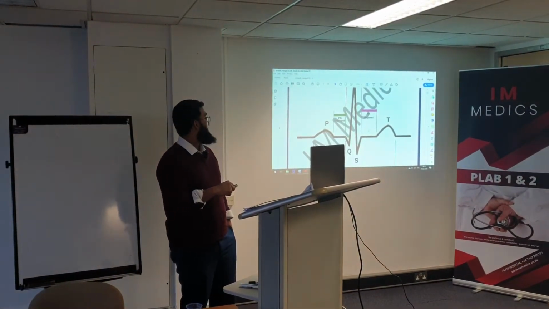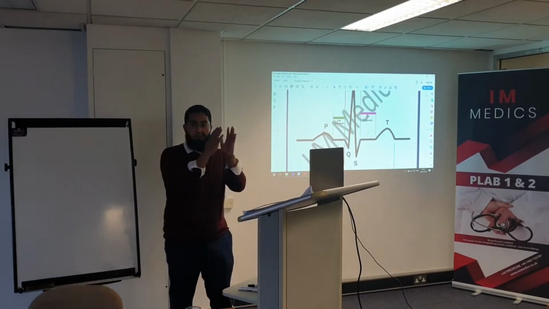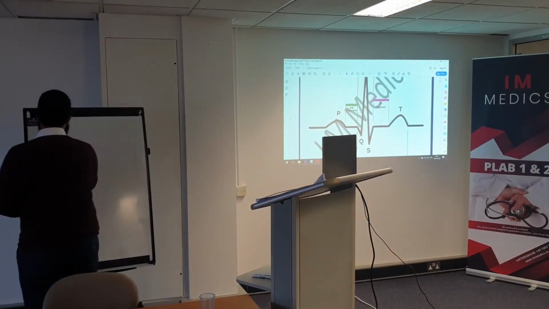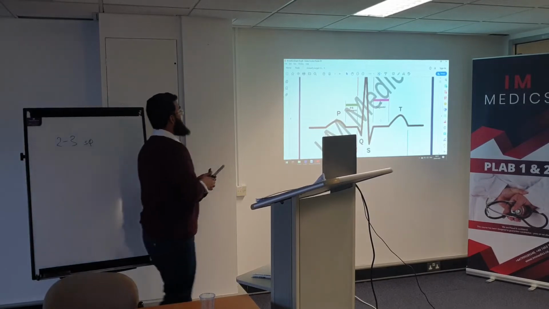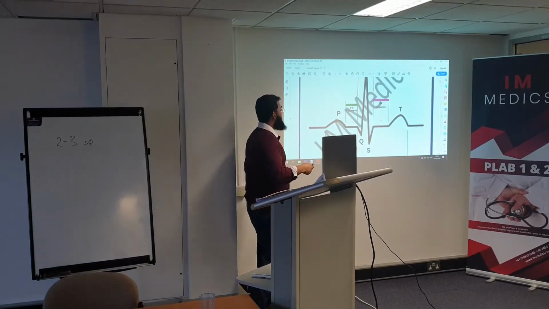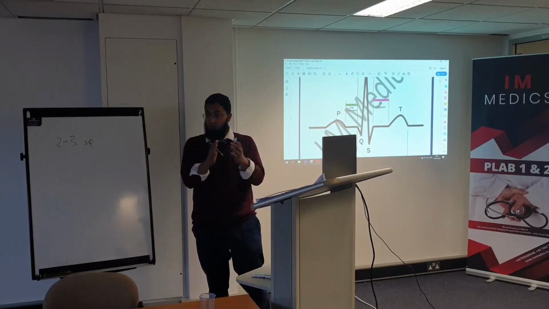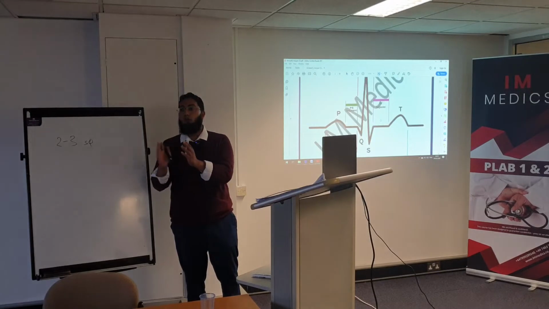This is the QRS, as I mentioned to you. QRS is ventricular contraction. It should be 2 to 3 small squares. Important to know, 2 to 3 small squares. And the reason is because certain pathologies, like SVT, will be narrow. Left bundle branch block, right bundle branch block will be wide.